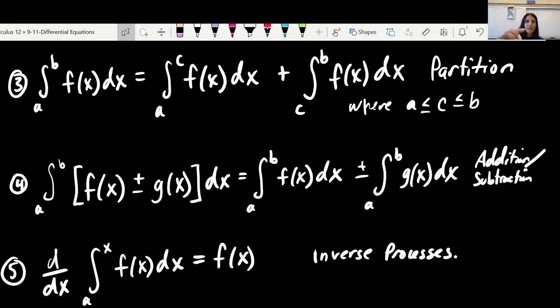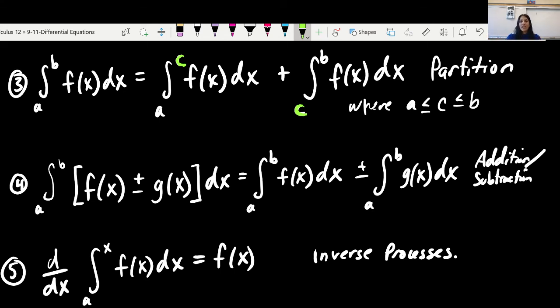If we look at number 3, we have a to b f of x dx. It equals a to c f of x dx plus c to b. So let me show you this using color. Notice that the upper limit there would be c, and then you'd be starting here from the upper limit and going to some other value.